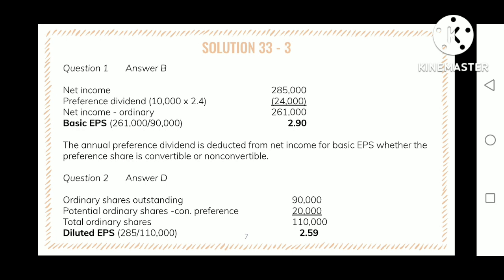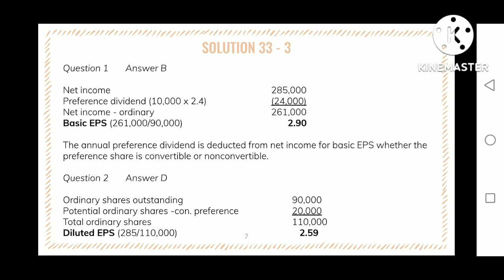The annual preference dividend is deducted from net income for basic EPS whether the preference share is convertible or non-convertible. Pagdating po sa number 2, the question being asked is the amount that should be reported as the DEPS. So our formula is net income over total ordinary shares, and the net income po dito is not reduced by the amount of preference dividend.